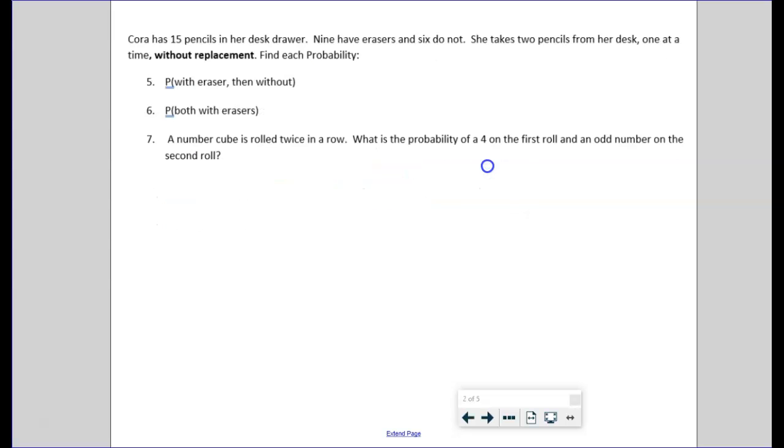So the next question, though, this is different. Now it says without replacement. So you're not going to put the item back into the bucket, or the drawer that we're pulling from. We have 15 pencils total, 9 have erasers, and 6 do not have erasers. So the probability of pulling a pencil with an eraser, taking it out, and then pulling another one without an eraser. Alright, so the first event, with an eraser. We have 9 that have erasers, so 9 out of the 15.